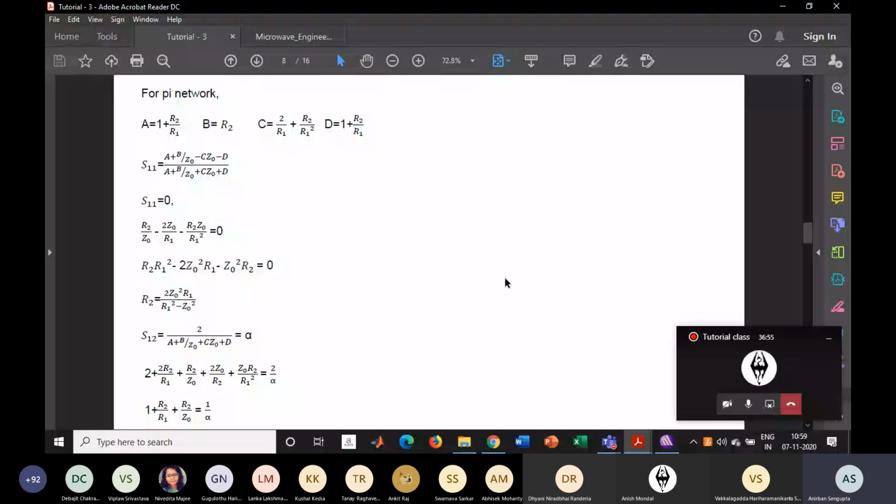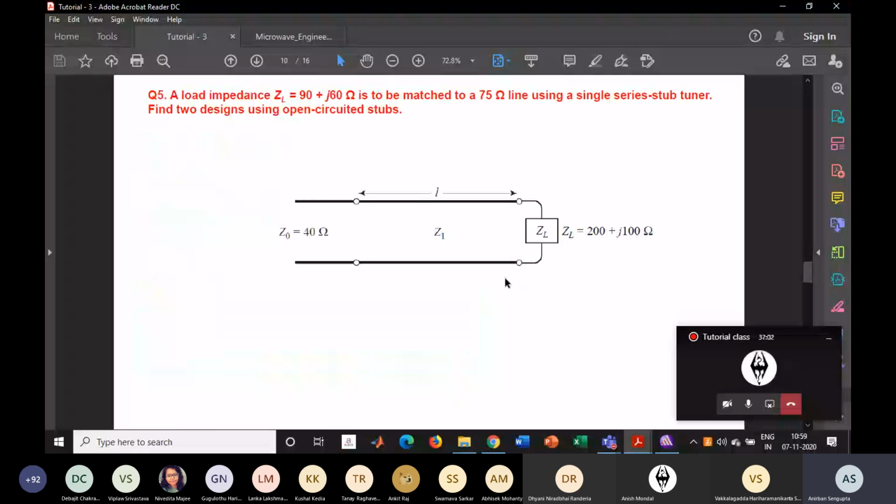Now moving forward to question number 5, it is the matching network problem. Again, using the Smith chart. So a load impedance of 90 plus J60. Okay, this picture is not from this question, you avoid this picture. So a load impedance ZL equals 90 plus J60 is to be matched to a 75 ohm line using a single series stub tuner. Find two designs using open circuited stubs.